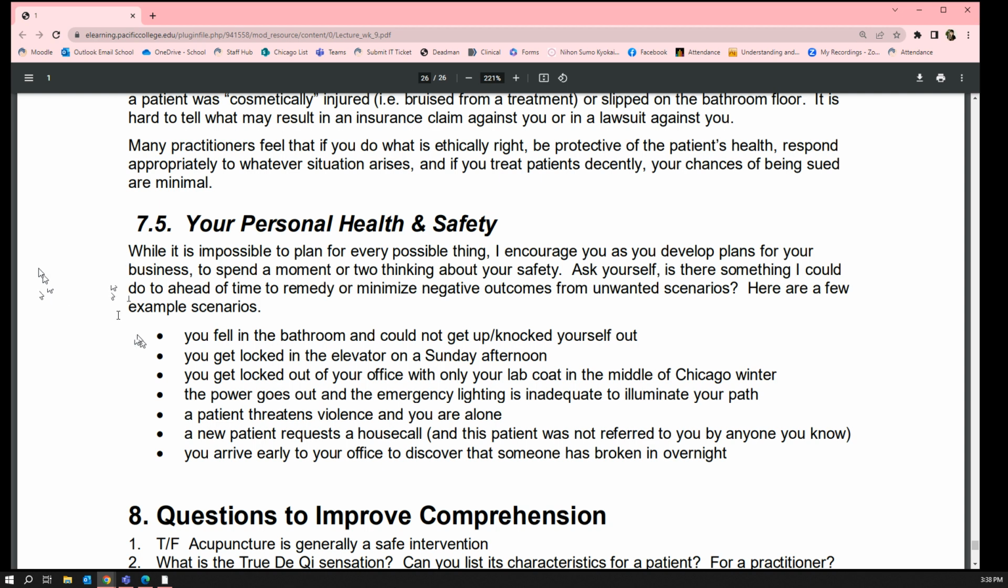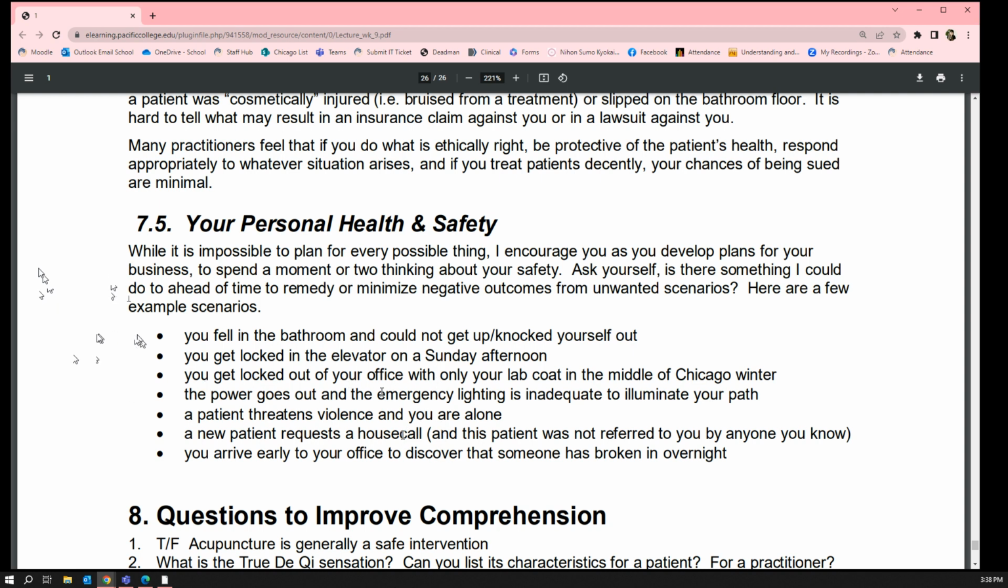So what happens if you fall in the bathroom and could not get up, or you knocked yourself out and you had a patient on the table with needles in? What would that look like? What would happen? If you get locked in the elevator on a Sunday afternoon, what would that look like? What could you do? If you get locked out of your office with only your lab coat in the middle of Chicago winter.